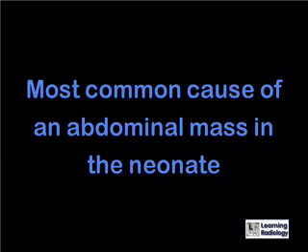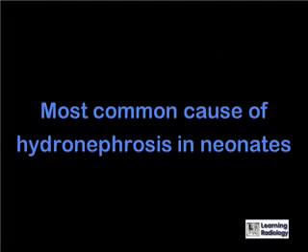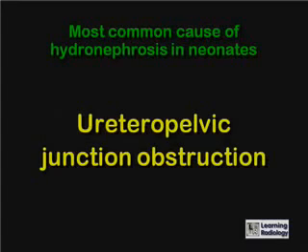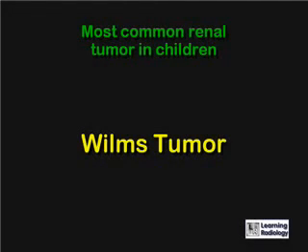What is the most common cause of an abdominal mass in the neonate? Hydronephrosis. What is the most common cause of hydronephrosis in neonates? Ureteropelvic junction obstruction. What is the most common renal tumor in children? A Wilms tumor.